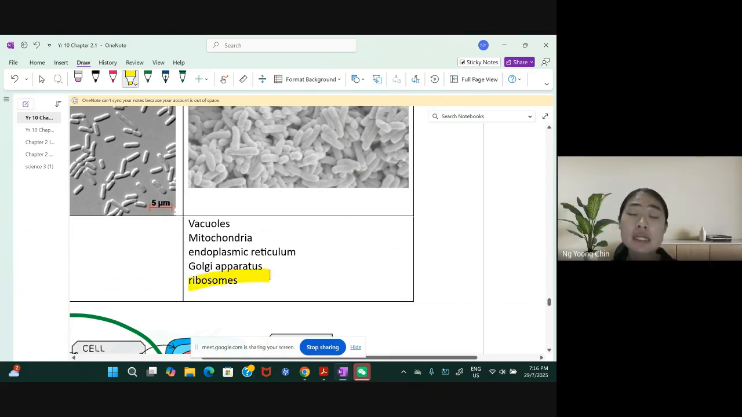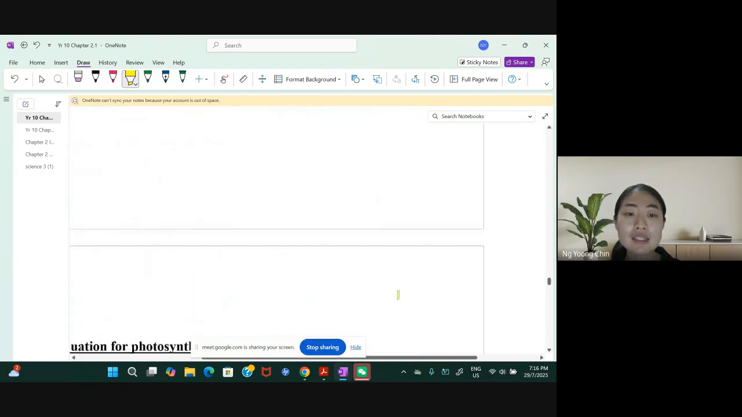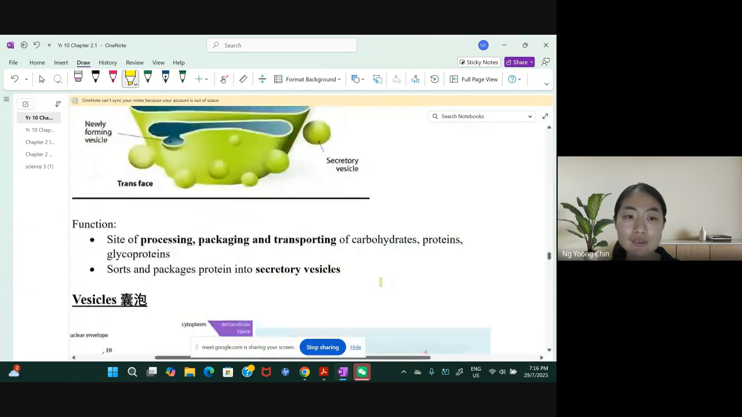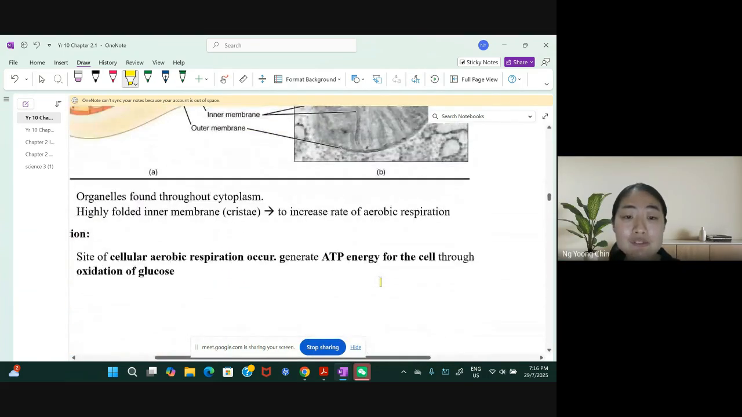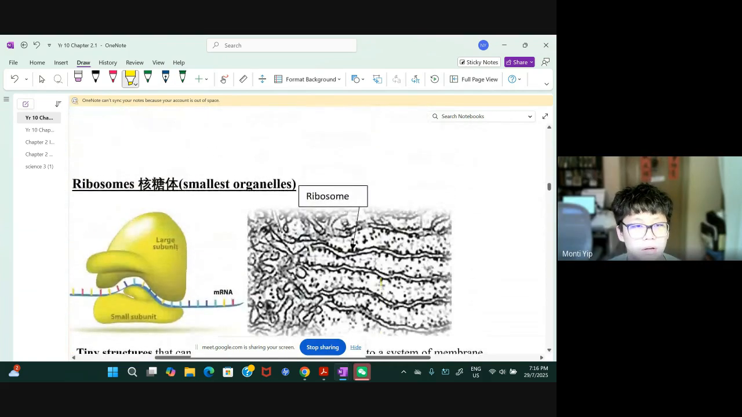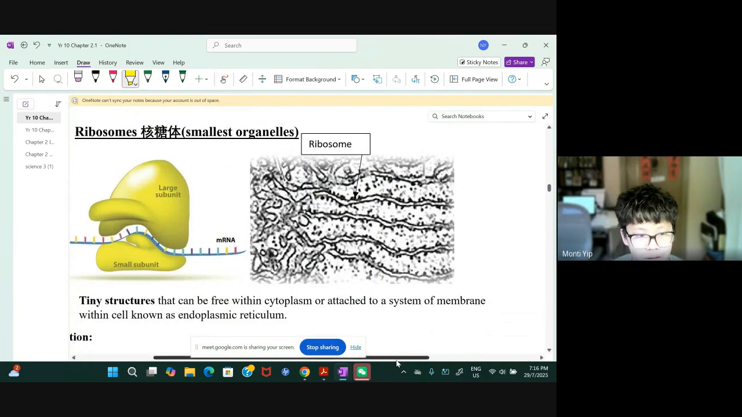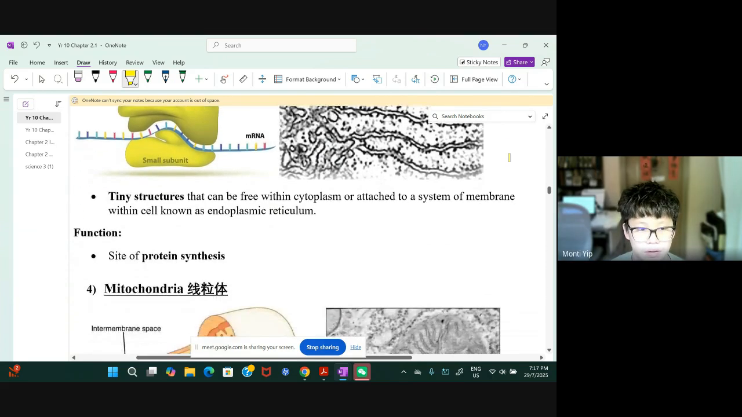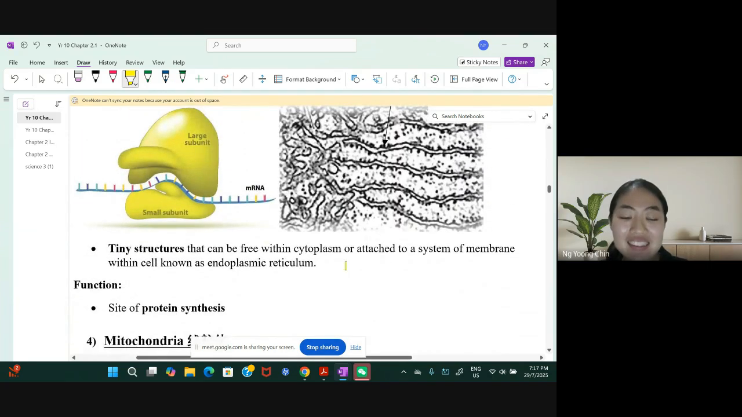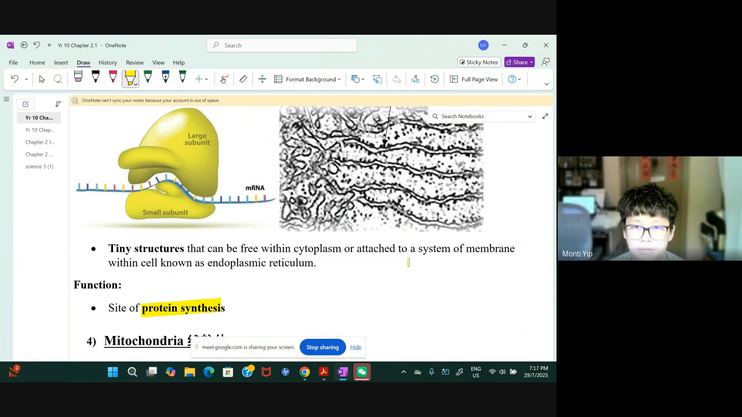So Monty, do you know that the ribosome is the smallest organelle in your cell? Seriously, the ribosome is the smallest organelle in the cell. I think the notes above state it. Yeah. Okay, so Monty, what's the function of the ribosome? It's the smallest organelle. They produce proteins, right? The function of the ribosome.